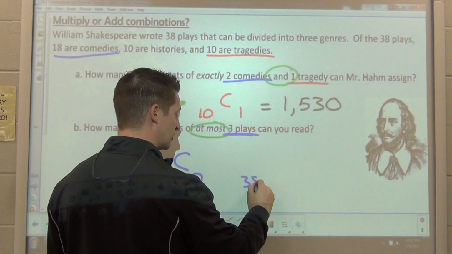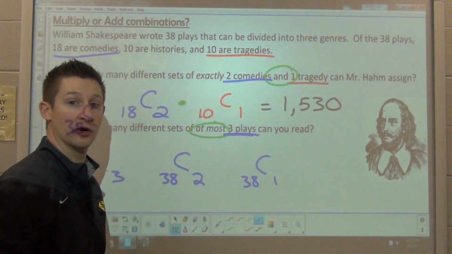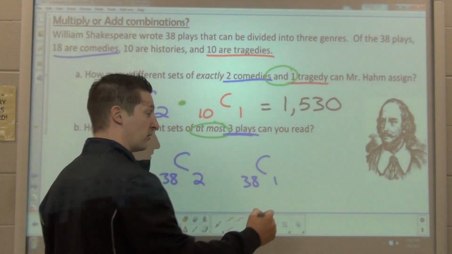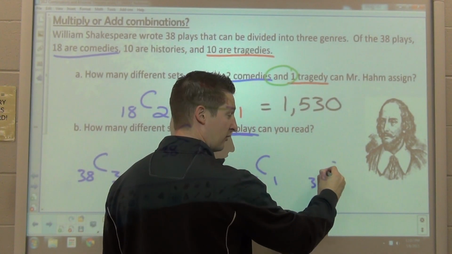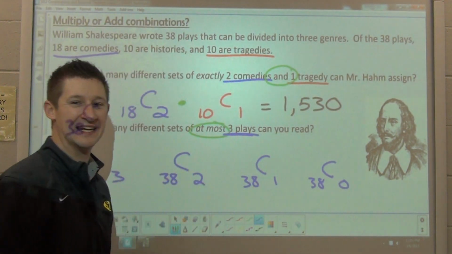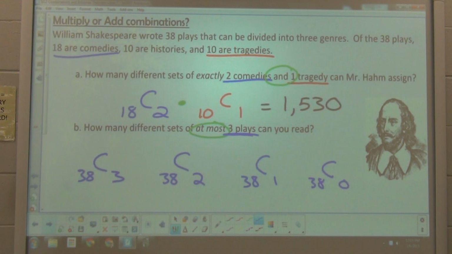Or maybe I could just read 1 Shakespeare play and that would be good enough. Or maybe I don't like Shakespeare at all. I don't like reading. I don't like English class, so I'm going to choose to read none of Shakespeare's plays. So I've got 4 different combinations that I'm going to need to evaluate. The question is, do I multiply those together or do I add them?